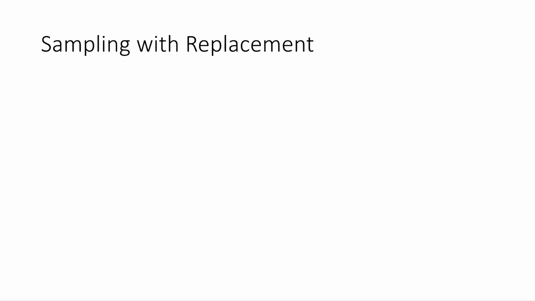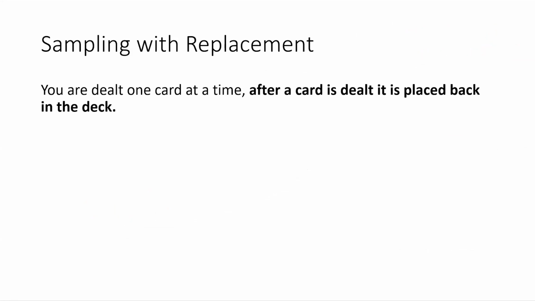Okay, when we're sampling with replacement, it means you're putting whatever you took out from your sample back into the original pot, right? So you are dealt one card at a time. After a card is dealt, it is placed back in the deck, meaning the trials are independent. What's the probability that you get two aces? You got an ace on the first trial and an ace on the second trial with replacement.